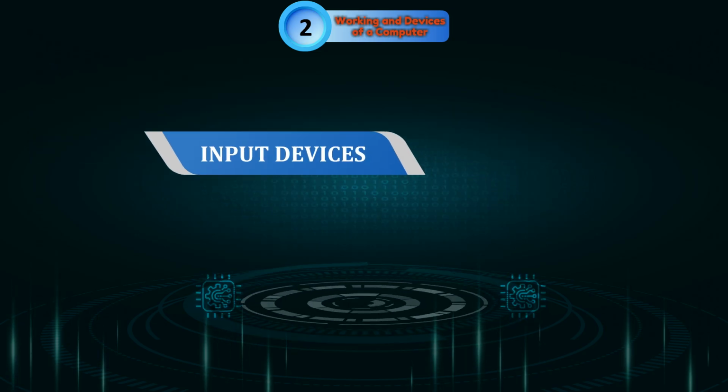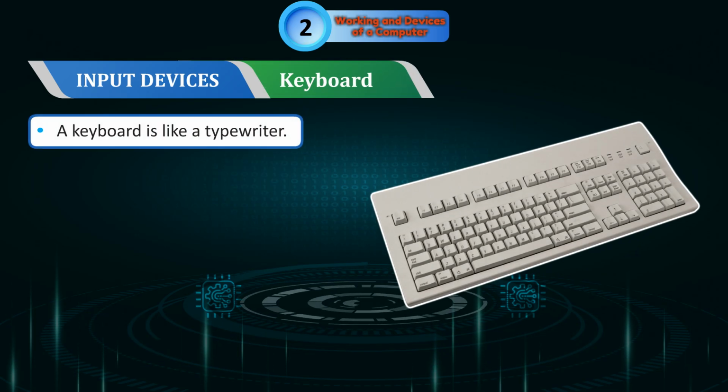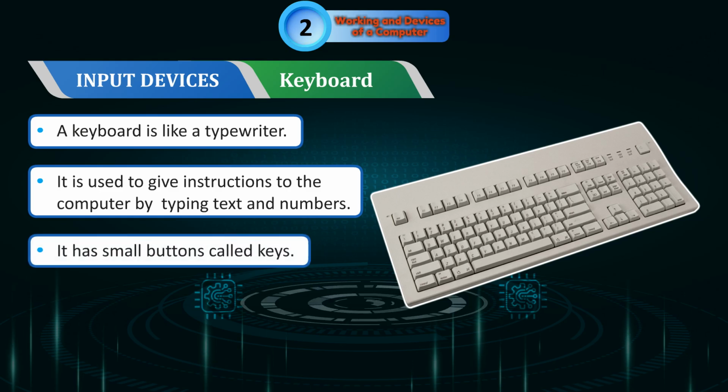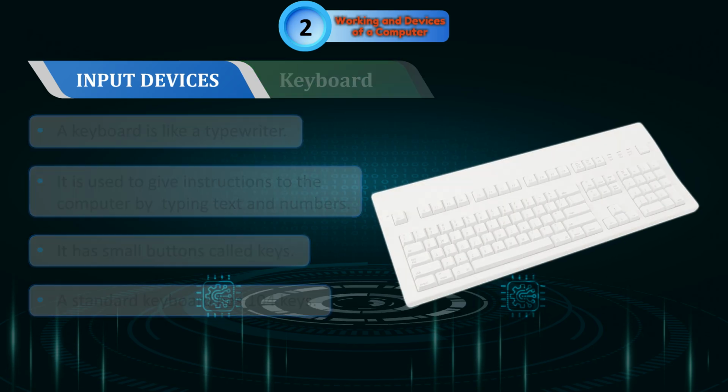Input devices. The devices that are used to enter data or give instructions to the computer are called input devices. They tell the computer what to do. Some of the input devices are keyboard. A keyboard is like a typewriter. It is used to give instructions to the computer by typing text and numbers. It has small buttons called keys. A standard keyboard has 104 keys.